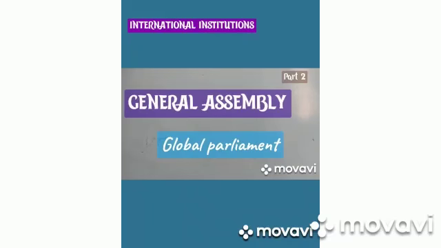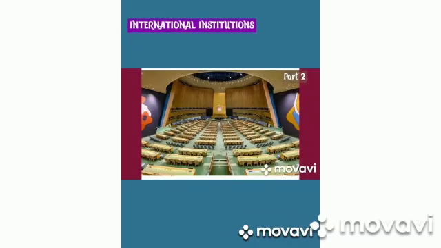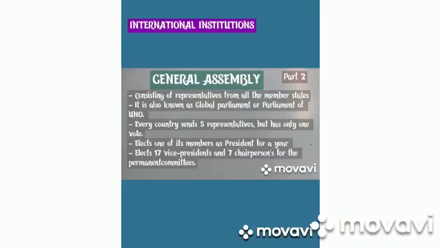Now, let's discuss all these bodies one by one. First of all, we will discuss the General Assembly. It consists of the representatives from all the member states, meaning all 193 countries who are its members. The General Assembly is also known as the Parliament of UNO, or the Global Parliament. In a Parliament, MPs are there. Like that, here the members of all member countries are there.